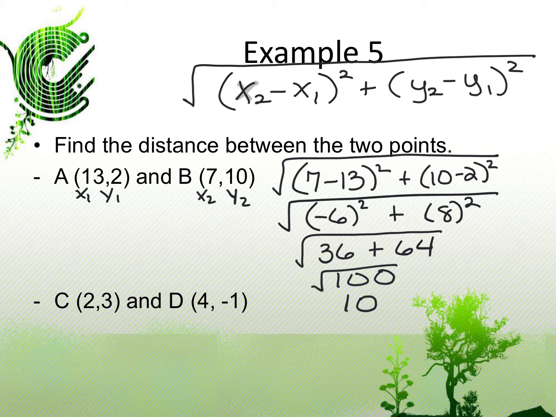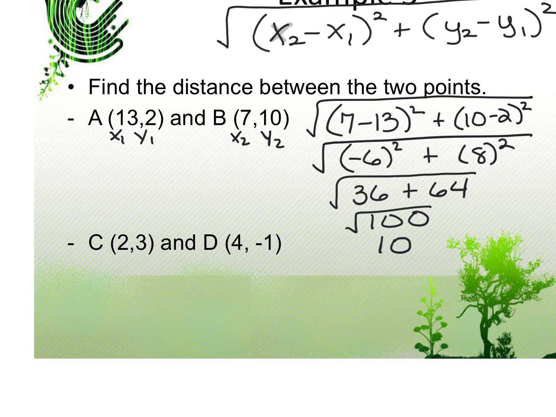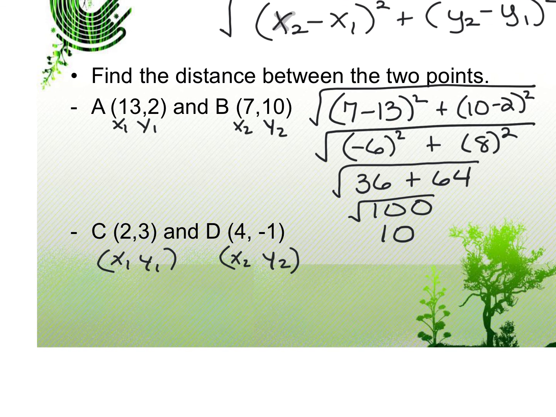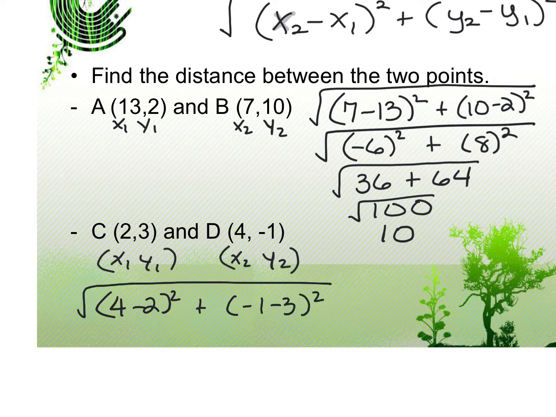Let's try one more example. Same thing, x1, y1, x2, y2. Subtract them. 4 minus 2 squared plus -1 minus 3 squared under the radical. 2 squared plus -4 squared.